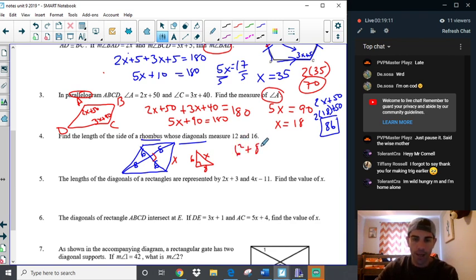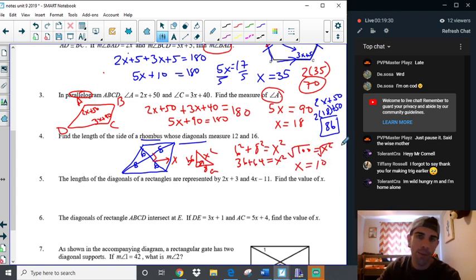And then we're just going to do a squared plus b squared equals c squared. The a and the b don't matter. Just remember the hypotenuse is always opposite of the 90 degrees. 36 plus 64 is x squared. 36 plus 64 is 100. And take the square root. So one side, or all sides, of the rhombus are going to be 10.